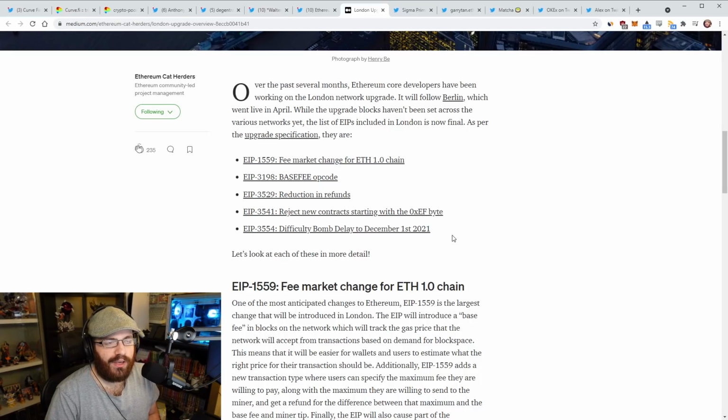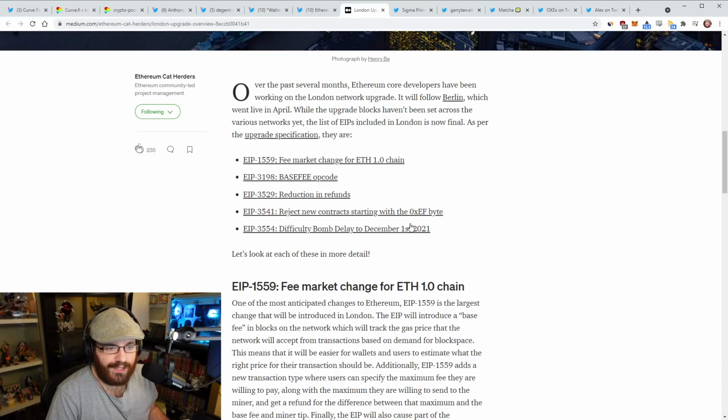So if you've been paying attention, the next upgrade following London is actually going to be the merge. So is the merge scheduled for December 1st, 2021? I don't think so. I still think it's going to happen in Q1 2022.